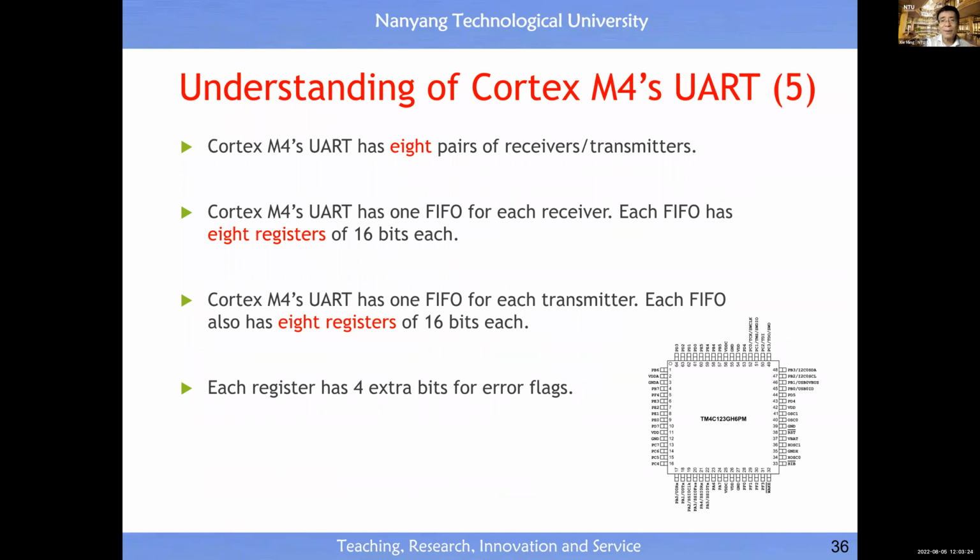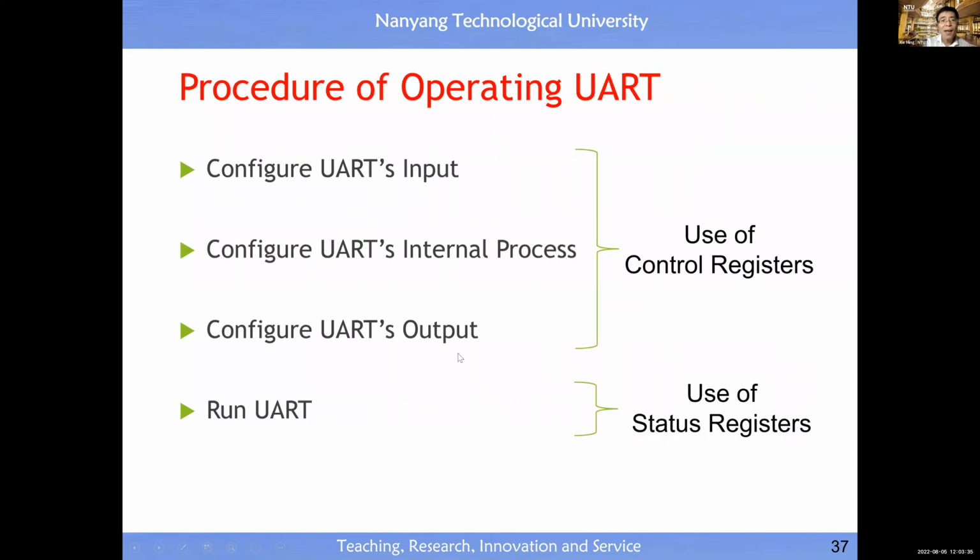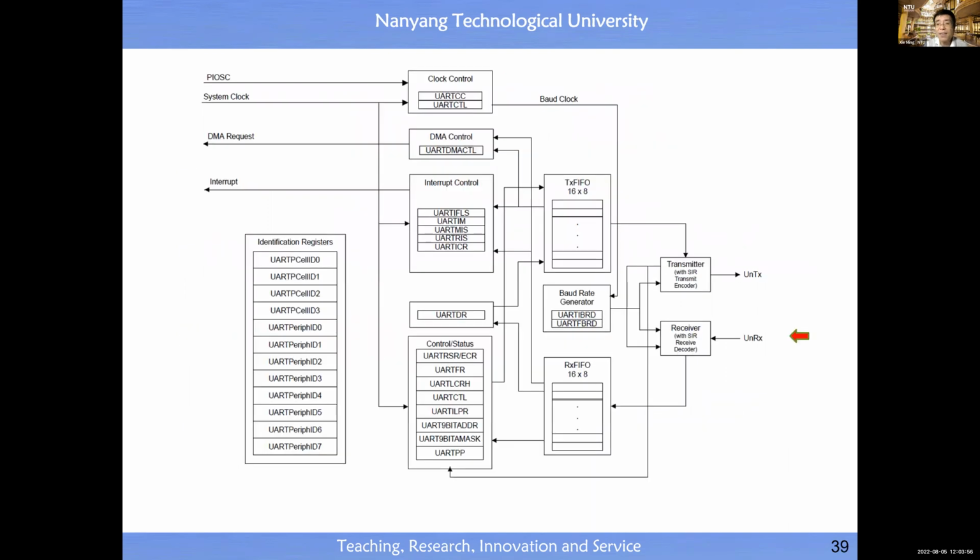Now we try to see how to configure. This summarizes it. The good news to you is you have a pair of a receiver and transmitter, and how to use it as a user is the same as doing configuration with synchronous serial communication. So you just configure input, configure internal process, configure output, and just run it. That's it. Put yourself as a user. Then how to configure input?